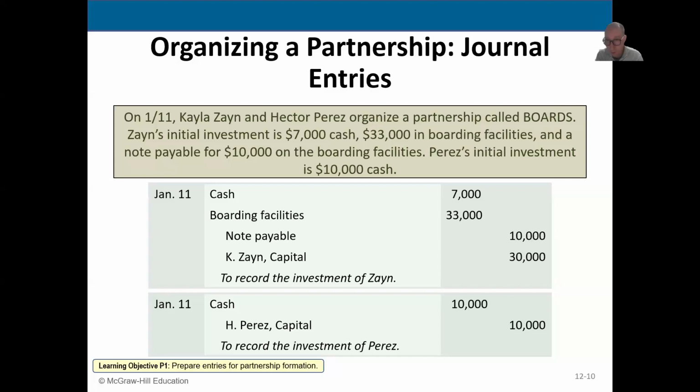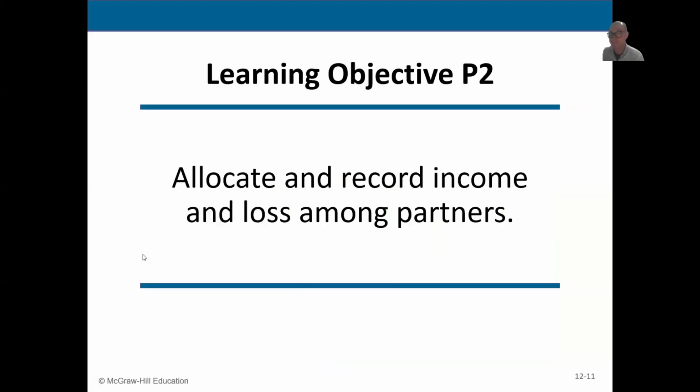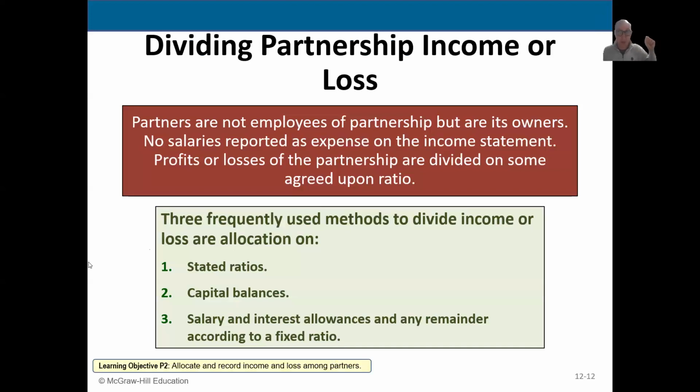For Hector, this is easy to figure out. In cash, that's it, $10,000. Debit cash, $10,000. Credit Hector, $10,000. So the partners brought in the assets and the liabilities. That's step one. Step two is going to be based off of their ownership. The partners brought in a certain amount, right, of assets and liabilities.